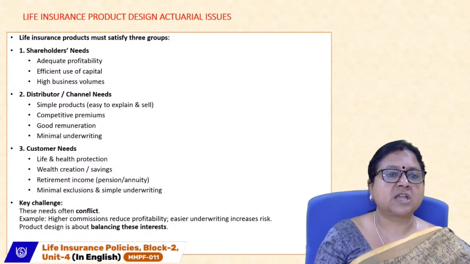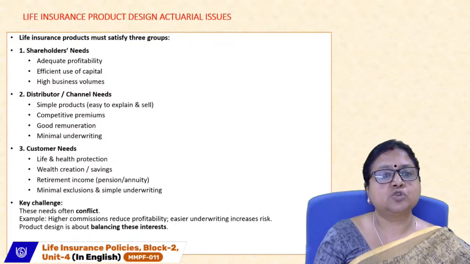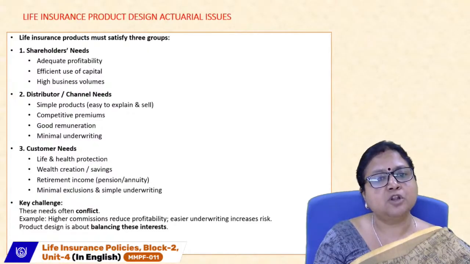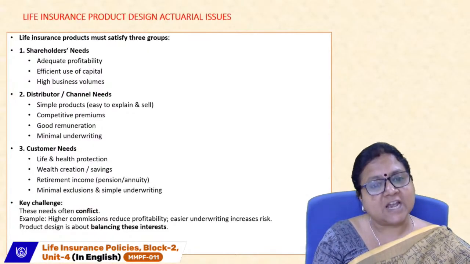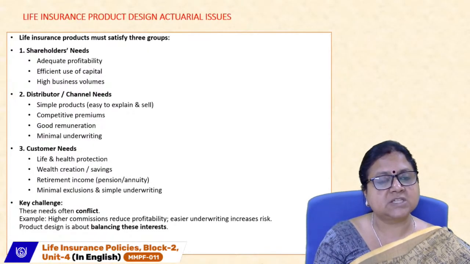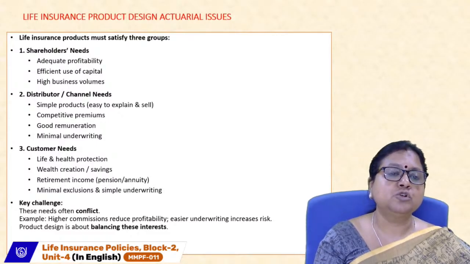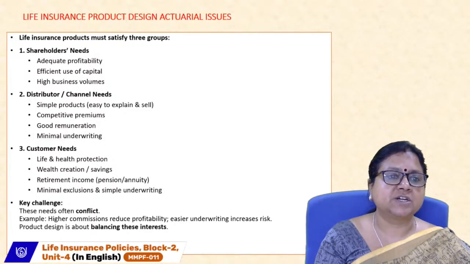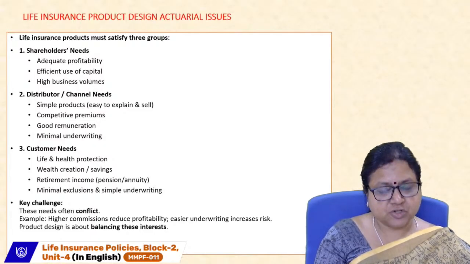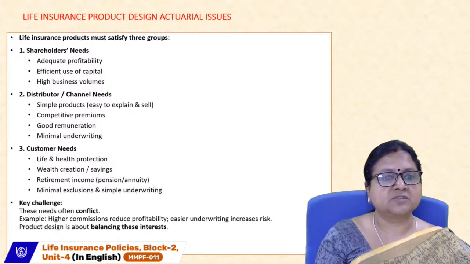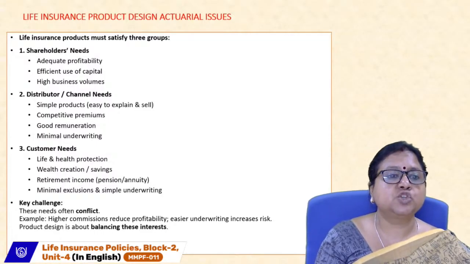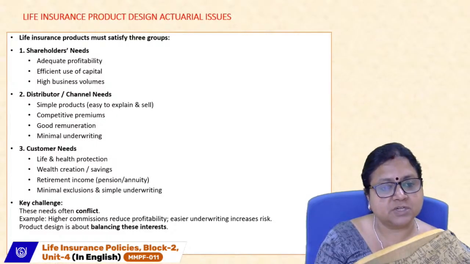They should use their capital efficiently, and they should of course have a high volume of business, because when you have a high volume of business, more cash flows will be there with the companies, which will be able to scale the business up to a great extent. And of course you have to see the benefit of the distributors or the channels. That means the persons who are going and selling the insurance products to the ultimate customers.